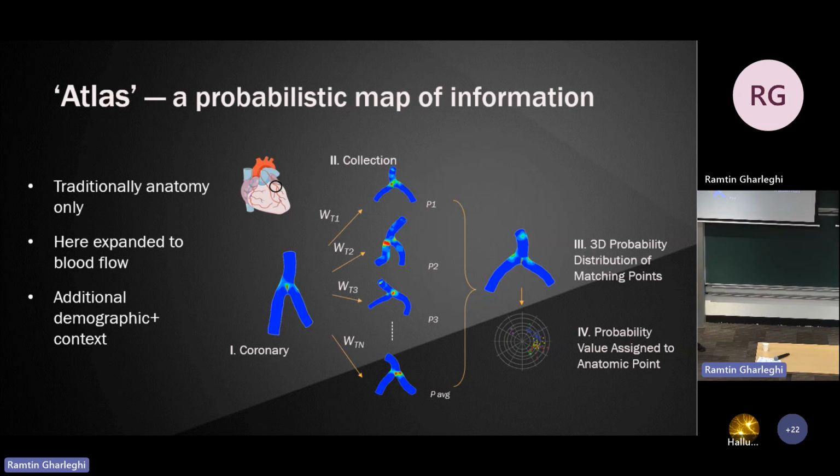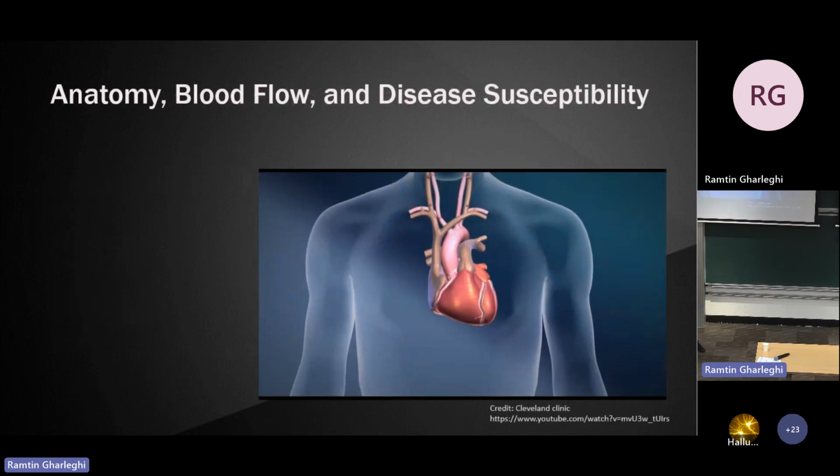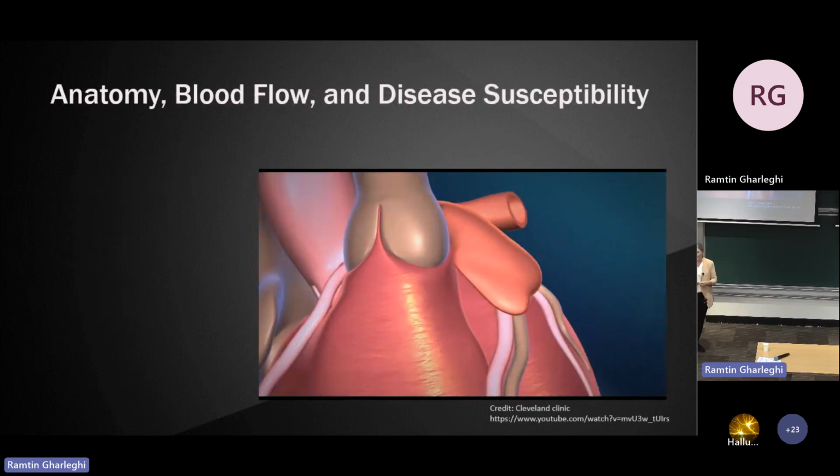As I said, this is often applied to anatomy. We expanded this to include blood flow in the coronaries and have it in a context of demographics of a large population. Now, you might wonder, why do we care about blood flow and why does it need to be in the context of a large population? We briefly touched base on that, but I just want to reiterate that explicitly.